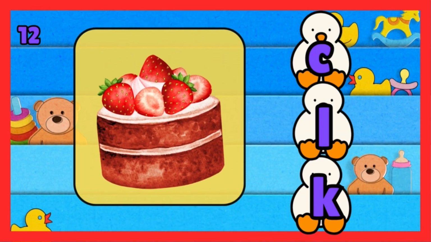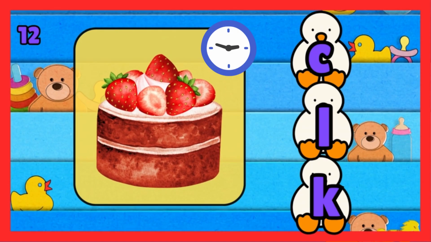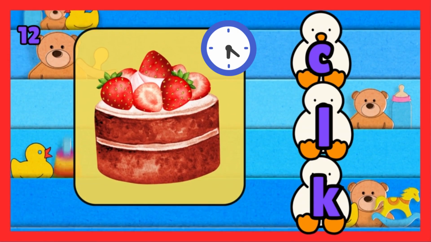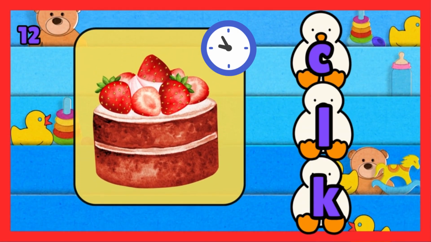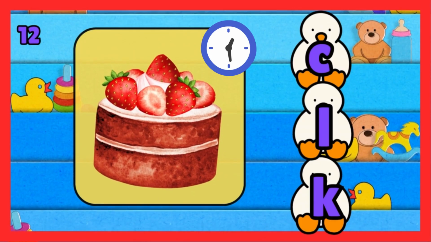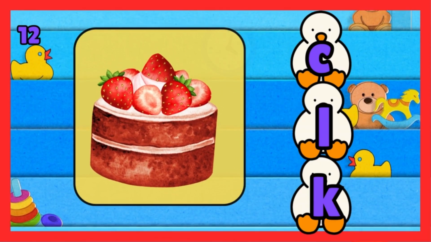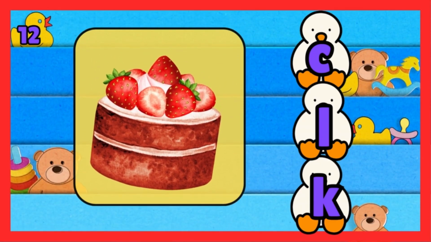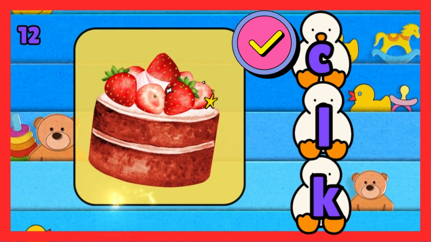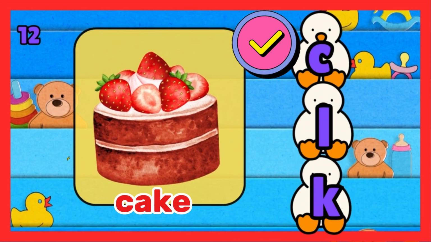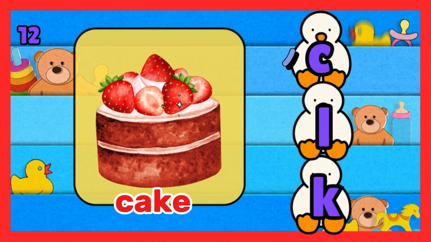What's the beginning letter of the word cake? The beginning letter is C. That's right. The word cake begins with the letter C.